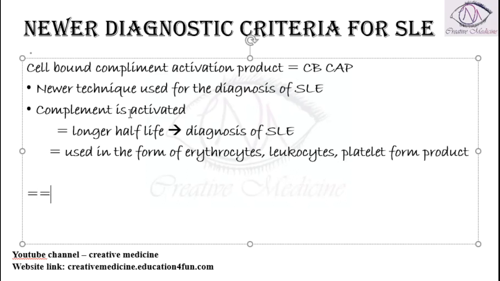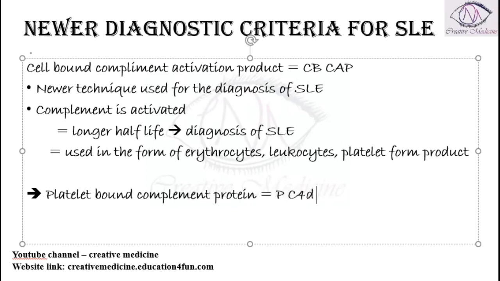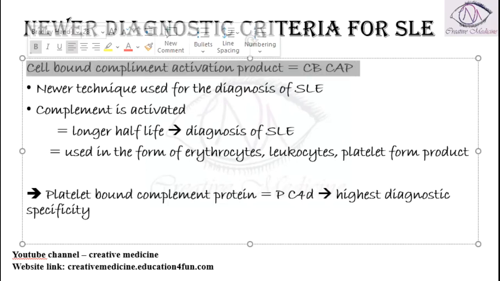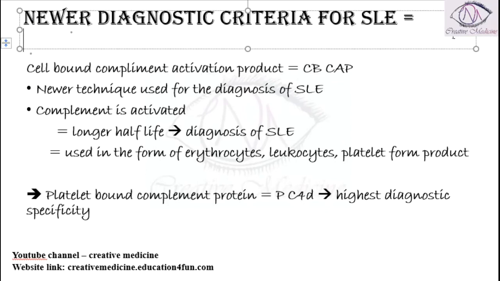So it is used in the form of erythrocyte, leukocyte, or platelet bound product. Now among all these, which is the best? Actually, the platelet bound complement protein, which is called PC4D, has the highest diagnostic capacity and the highest diagnostic specificity. So these are newer diagnostic criteria; this is about the cell-bound complement protein, which is a newer diagnostic criterion for SLE.